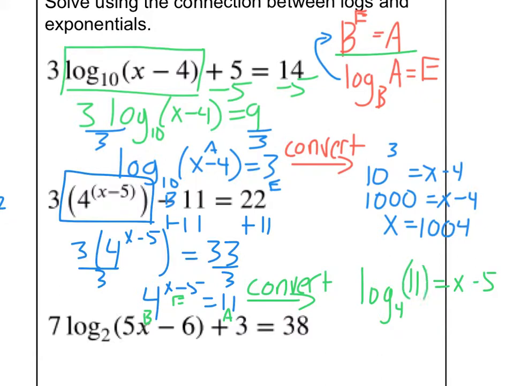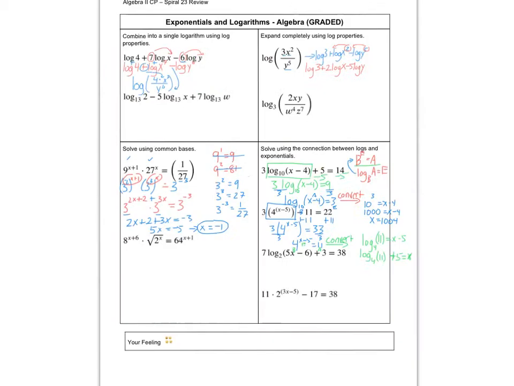One of the things I really like that I've seen some of you do is put the parentheses around the inside, because that makes us less likely to try to combine the 5 and the 11, which are separate from each other. So we've got log base 4 of 11. We keep that in parentheses, plus 5 is equal to x. At that point, we are fully done with that.